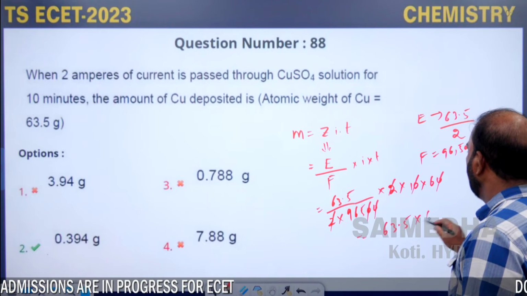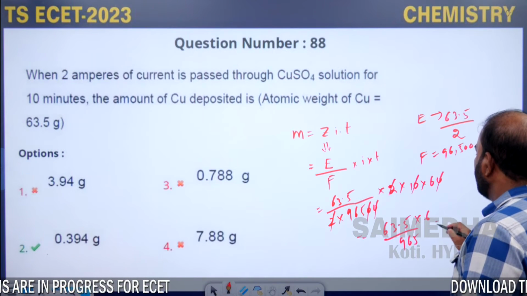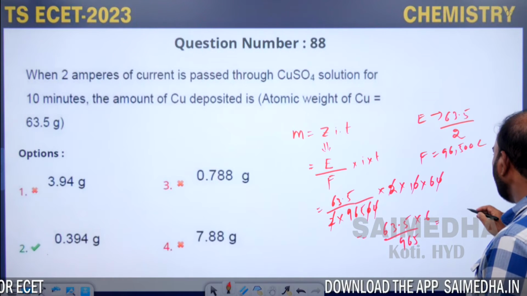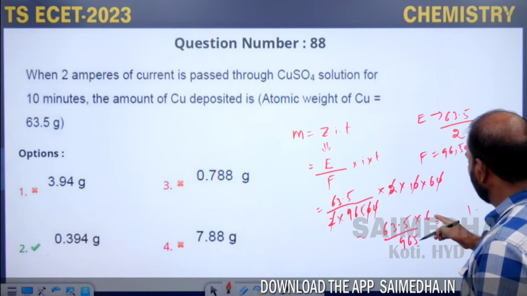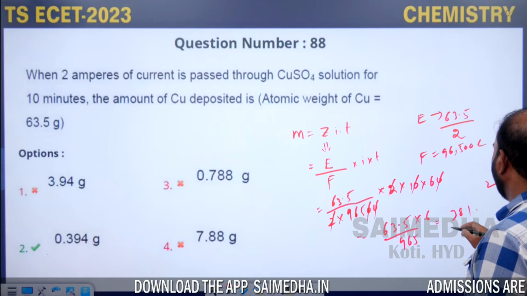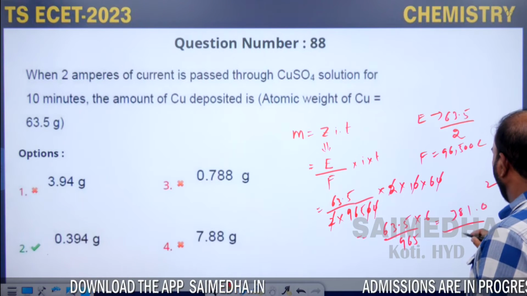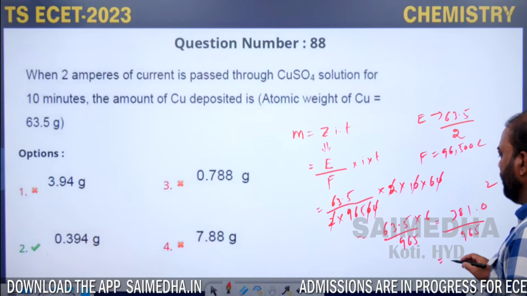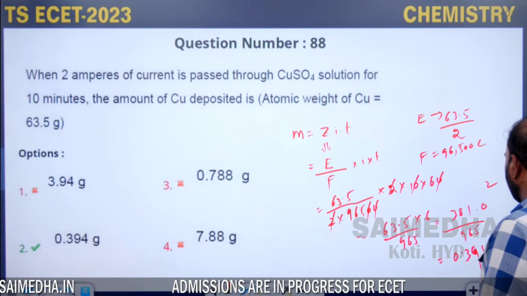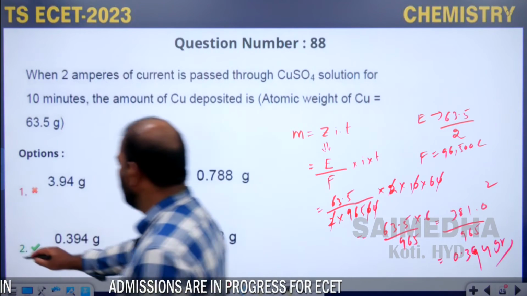63.5 into 6 by 965. 6 fives are 30, 0 and carry 3; 6 threes are 18 plus 3 is 21; 6 sixes are 36 plus 3 is 39, so 381 by 965, and we simply get 0.394 grams. The answer is 0.394 grams, so option 2 is the right answer.